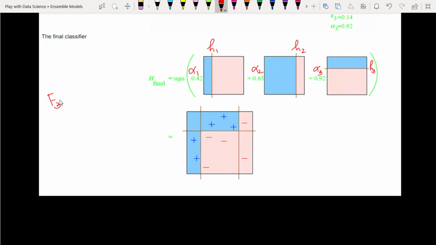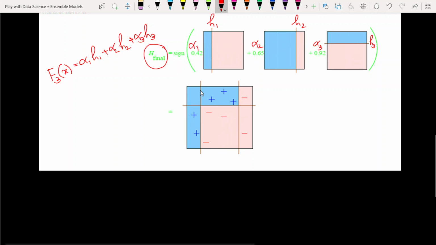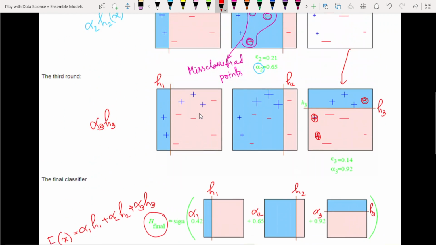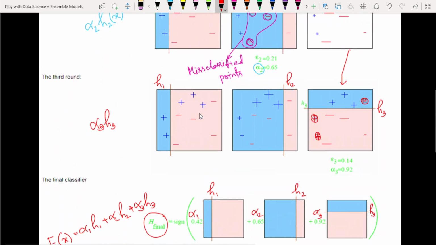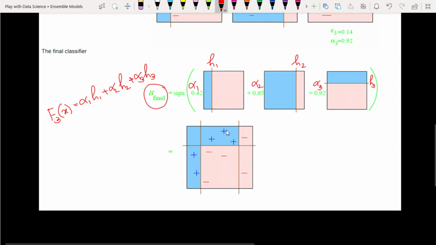So our final model, F3 of X, will be alpha 1 H1 plus alpha 2 H2 plus alpha 3 H3. By simply doing this, we build the final model. And now we will see that all the points are correctly classified. Just see this: first, in H1 we gave more importance to these 3 points.